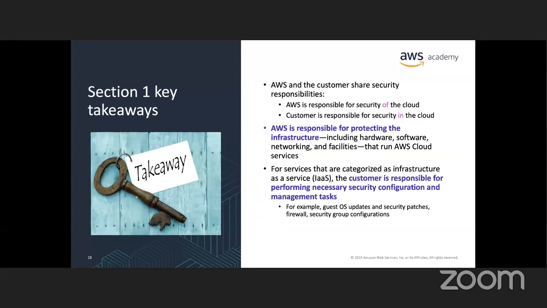AWS and the customer share security responsibility. AWS is responsible for the security of the cloud. Customers are responsible for the security in the cloud. AWS is responsible for protecting the infrastructure, including hardware, software, networking, and facilities that run AWS cloud services. For services that are categorized as infrastructure as a service, IaaS, the customer is responsible for performing necessary security configuration and management tasks. For example, guest OS updates, security patches, firewall, security group configurations. We talked about that already.